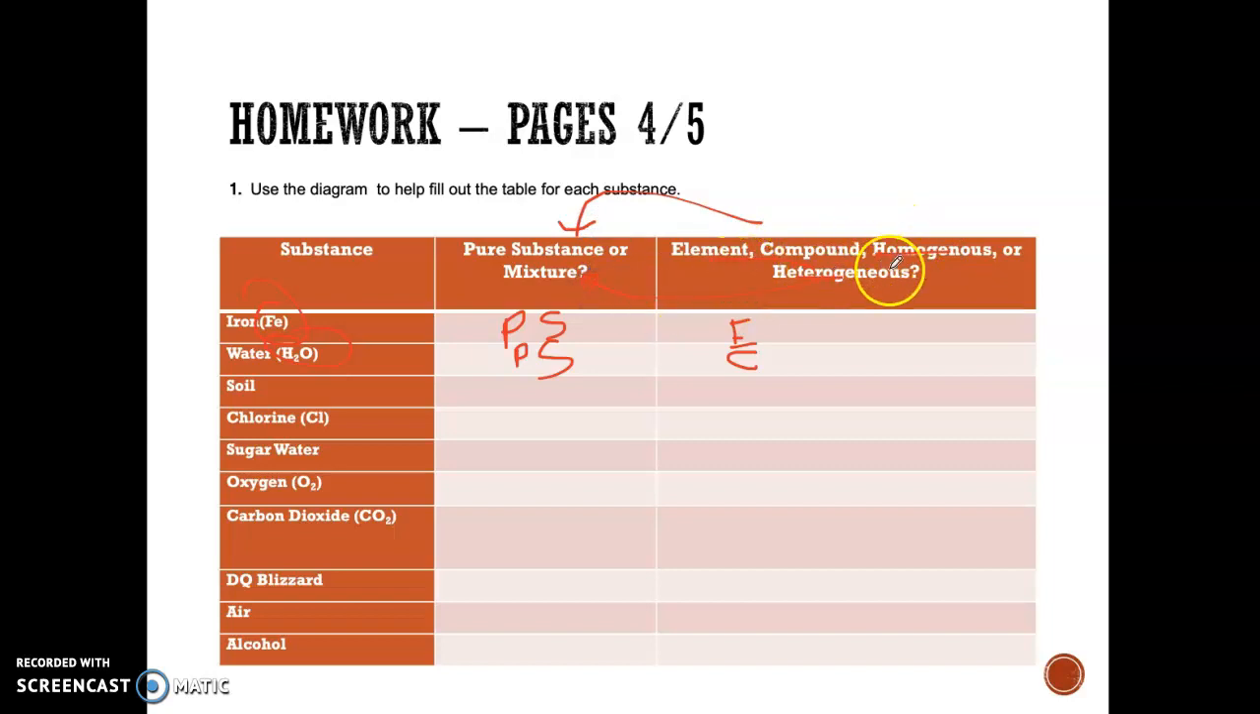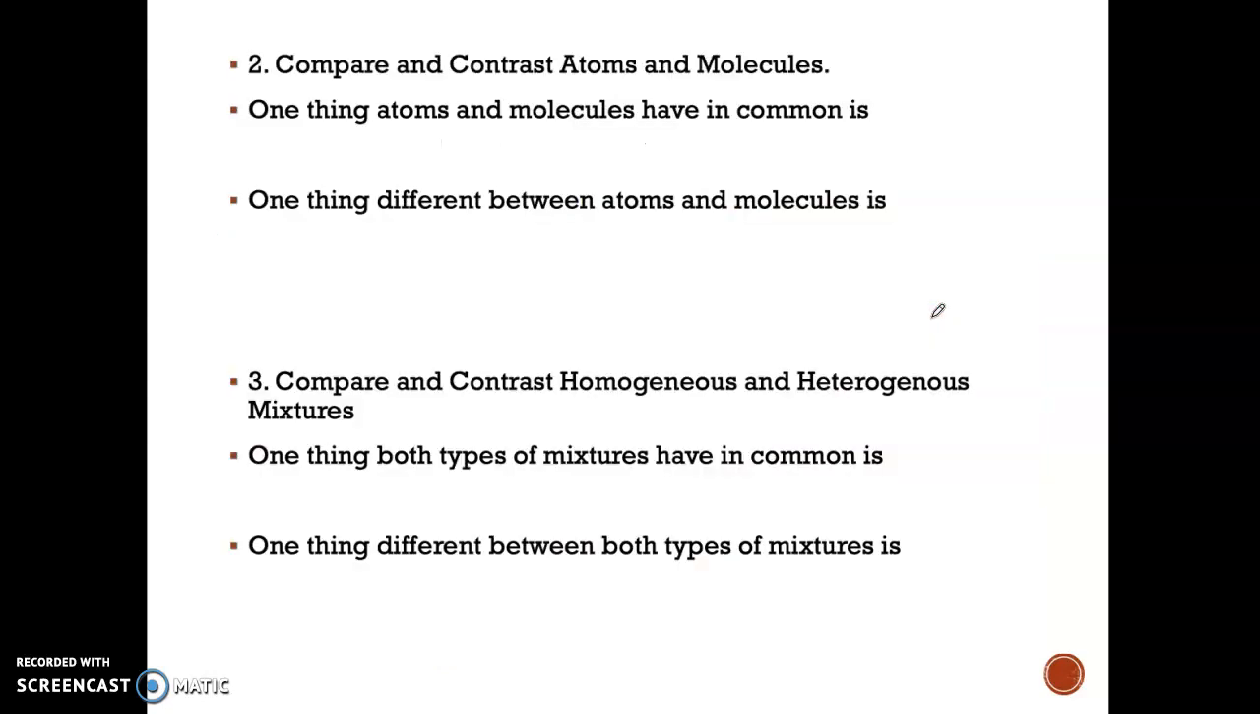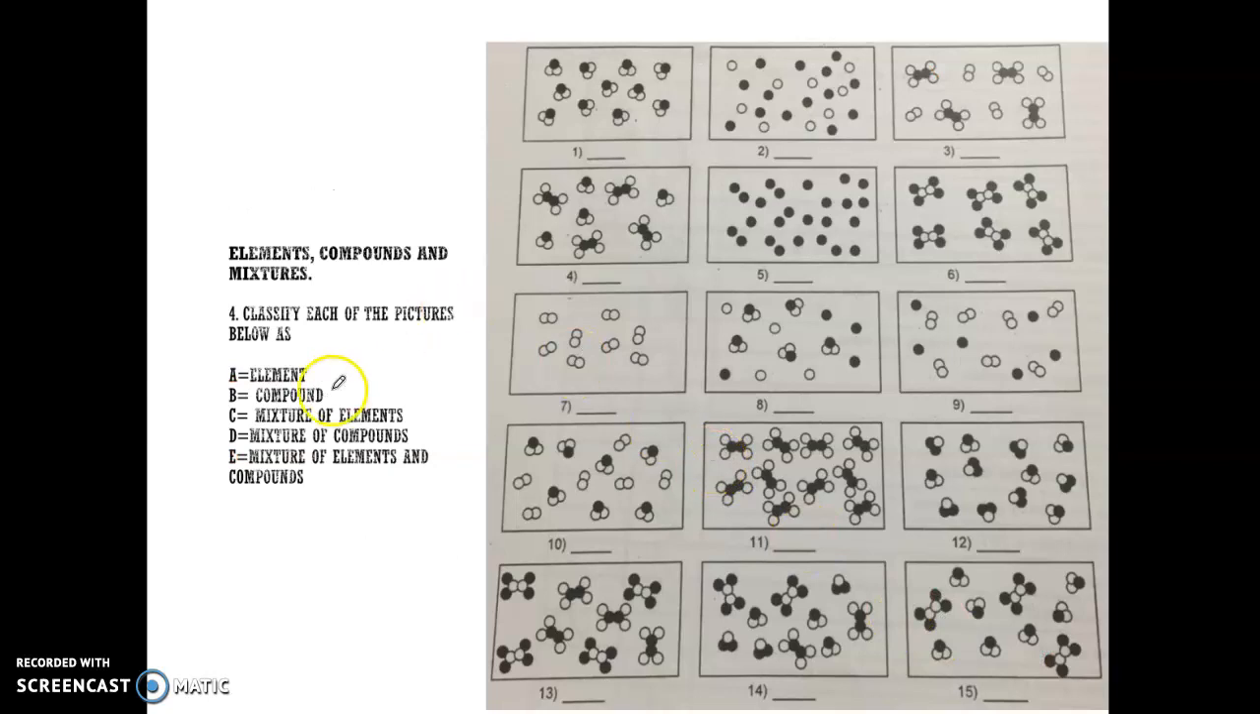Okay, remember, homogeneous means the same. The way I remember that is it has 2 O's, which is the same. And here I got E's and O's. I got a mixture of letters, so that is unevenly distributed. Then you're going to compare and contrast atoms and molecules in homogeneous and heterogeneous mixtures. And then you're moving on to the last page, which is classify each of these things as an element, compound, a mixture of elements, mixture of compounds, or a mixture.